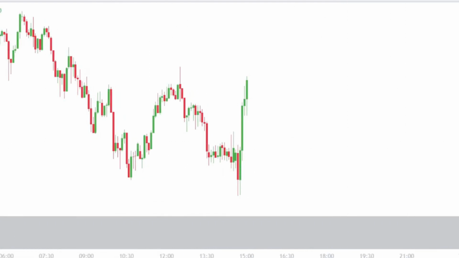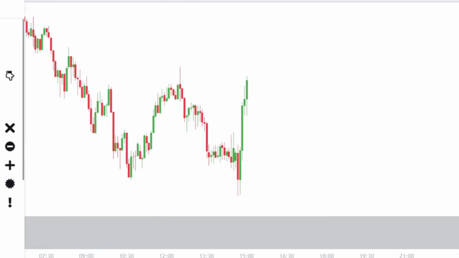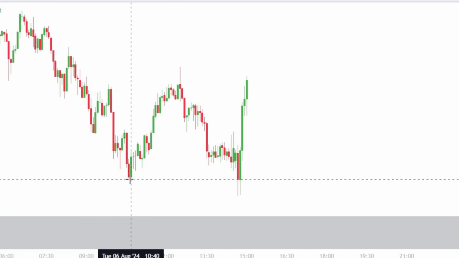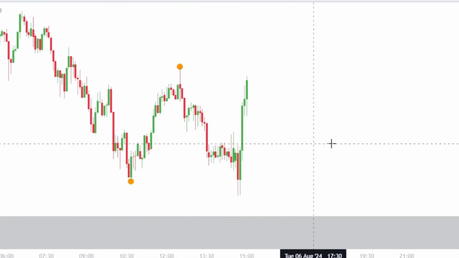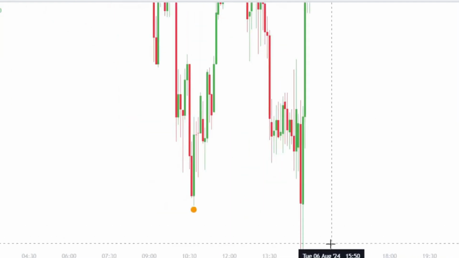So what we have over here, just looking at things from a basic kind of ICT perspective, we understand market structure. So this is our most recent swing low in orange. This is our swing high. The reason why this is our most recent swing high is because understand how price tried to drive price down, right? And this is important. I want people to understand this as well.